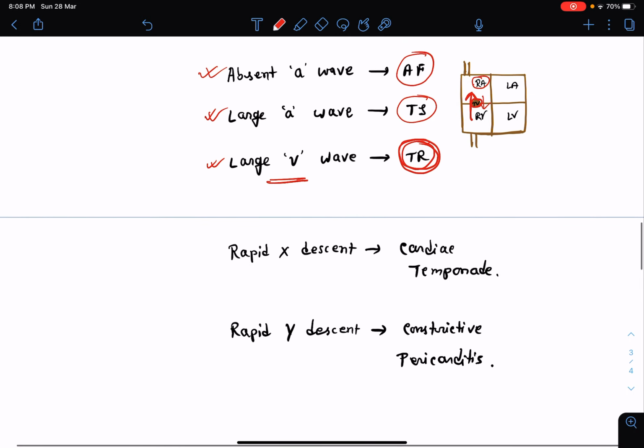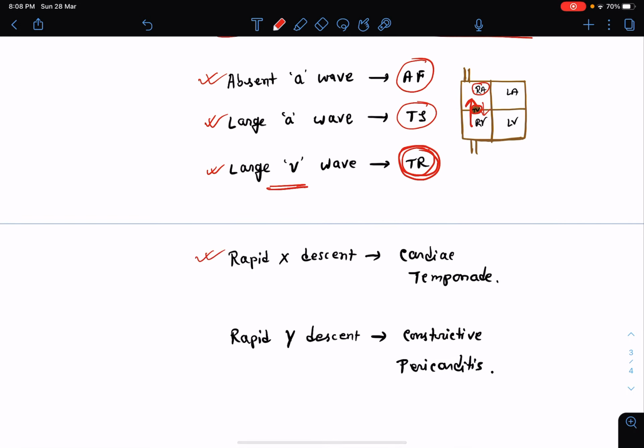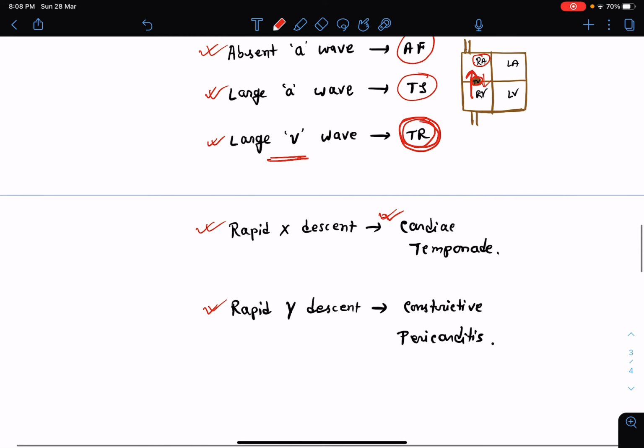Now coming to the descent, the rapid X descent is a very, very important point seen in cardiac tamponade. And rapid Y descent is very much related to constrictive pericarditis. So if we can assess the descents, X descent and Y descent, if we see a rapid X descent, we can think of cardiac tamponade, or if we see a rapid Y descent, we can think of constrictive pericarditis.